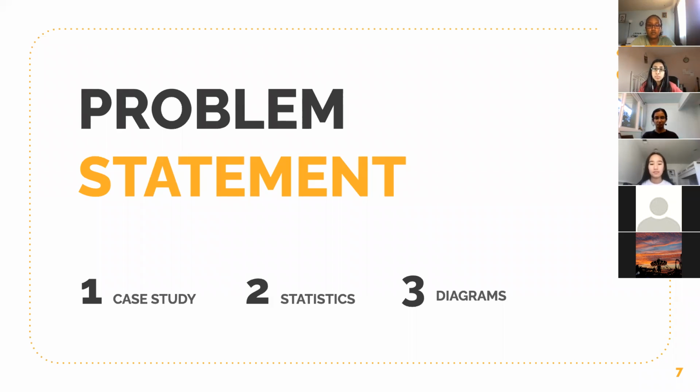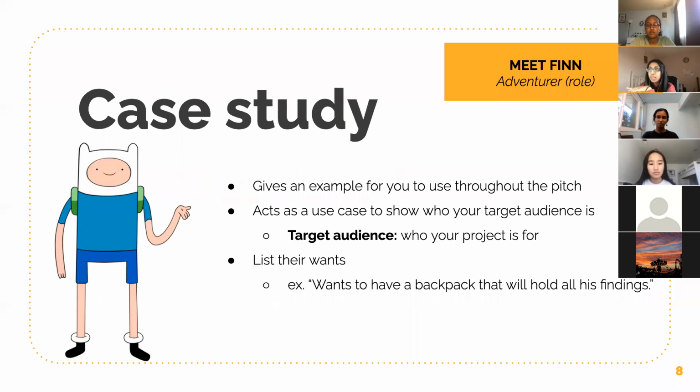So for the problem statement, you're basically explaining the problem you're trying to solve, because you created or you're currently creating a project that solves a real world problem. So the 3 routes that you can take are having a case study, statistics, or even diagrams. Case study is basically having a person represent the problem. This can be a totally fictional character you chose, but you're trying to use this person as a model for your problem and how your project is the solution.